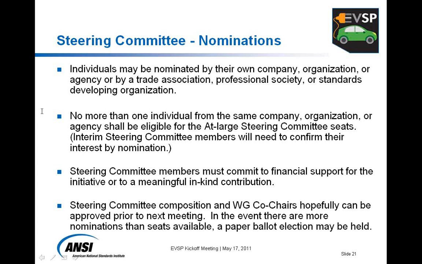But individuals that want to participate on the steering committee can be nominated by their own company, their organization, their agency, a trade association, an SDO, take your pick. We do want to make this clear: no more than one individual from the same company, organization, or agency can be an at-large steering committee member. So, we don't want 5 people from one standards developing organization to be 5 at-large members on the steering committee.